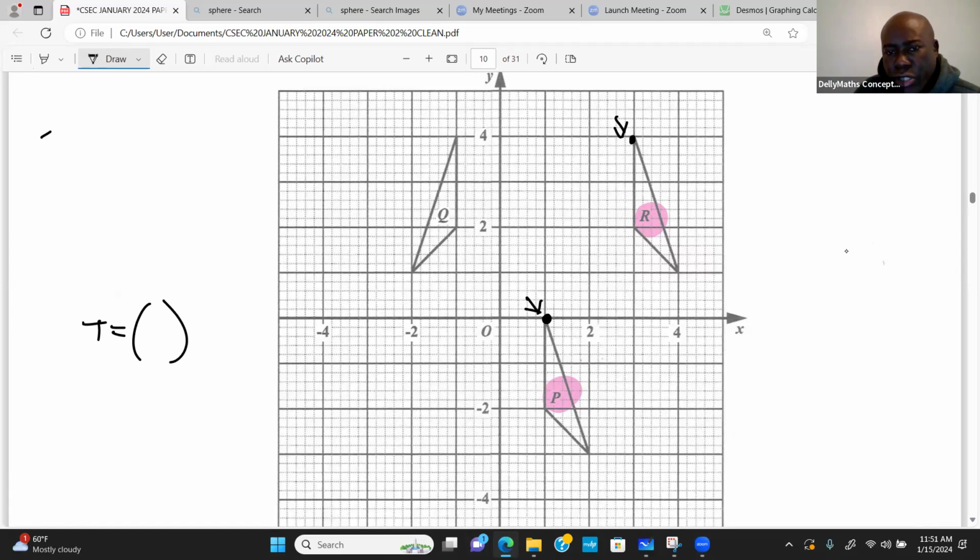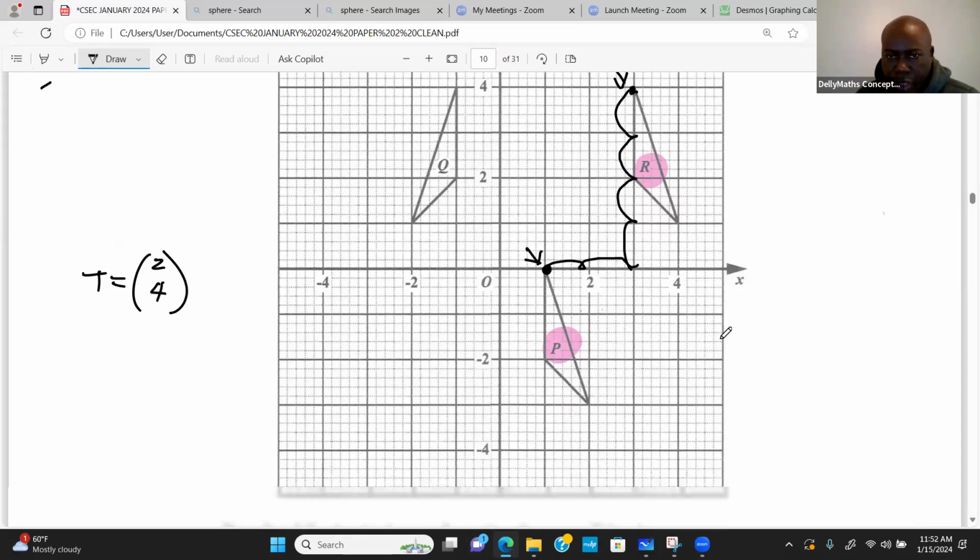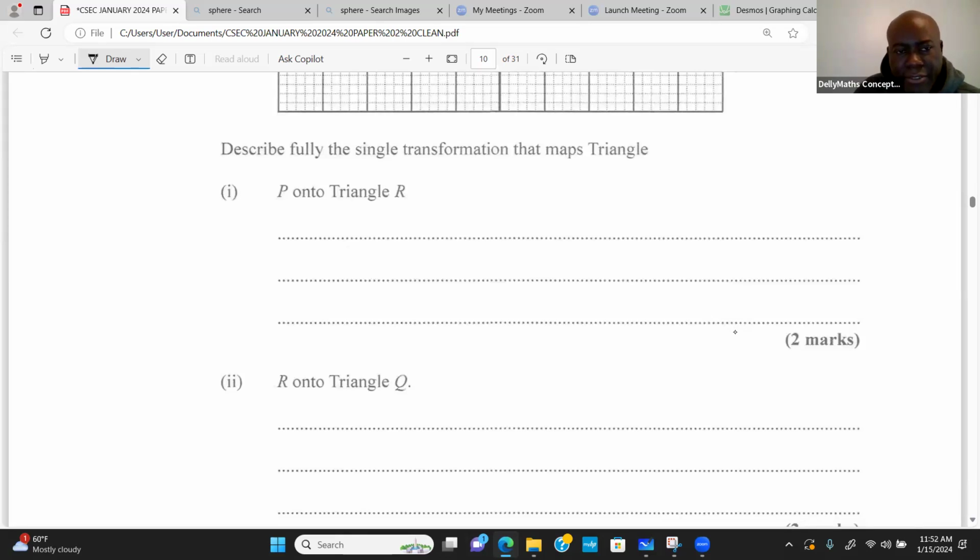So I could just use my walking. I'll go to the right one, two places. So that's a 2 at the top. And when it lines up, I'm going to walk up four. One, two, three, four. So the translation was a 2, 4. I only need to pick on one point because all the other points were affected the same way. So quickly, a description is that from P to R is a translation. T is 2, 4.